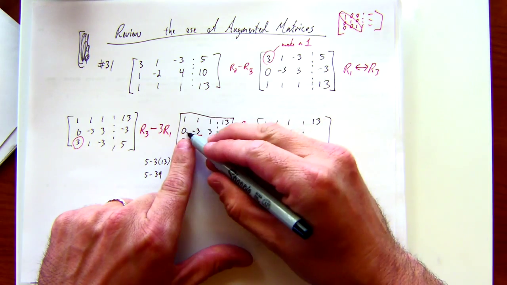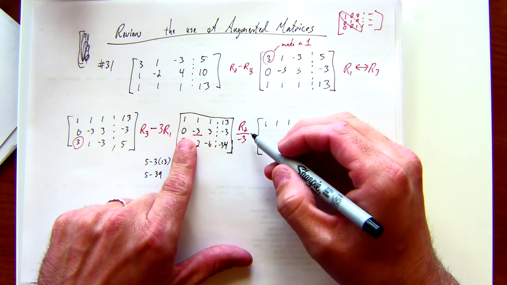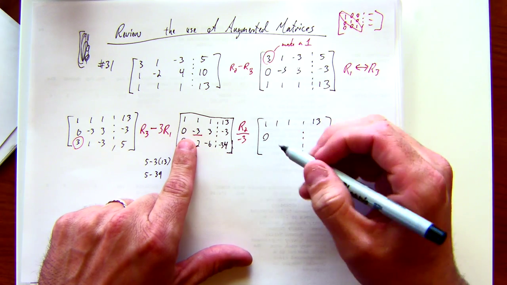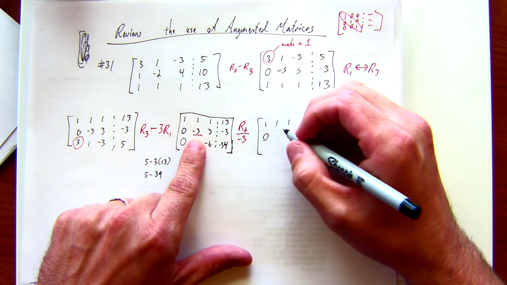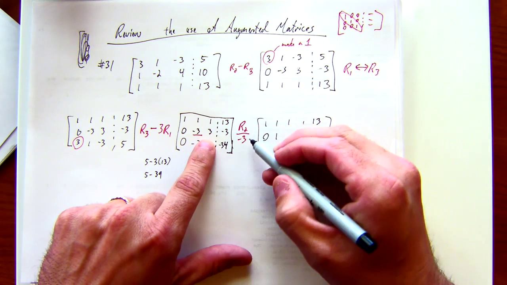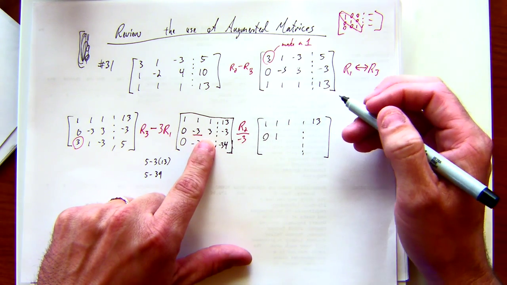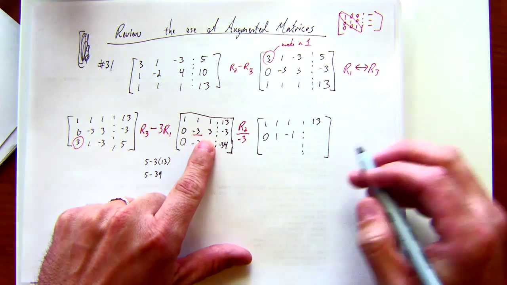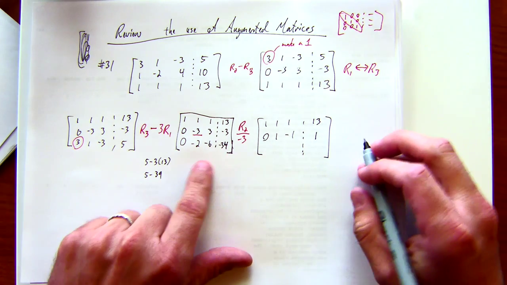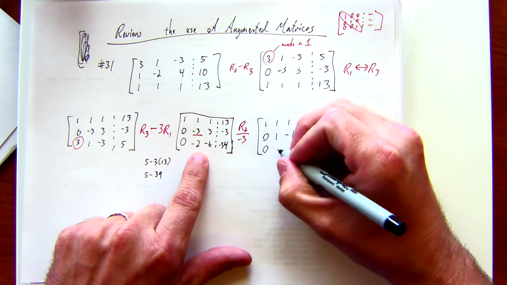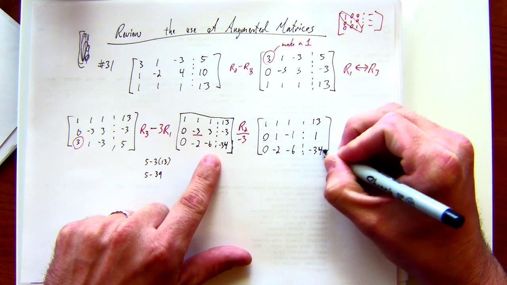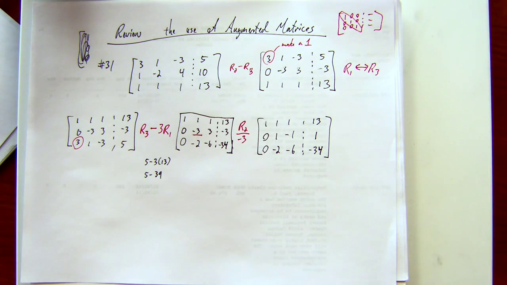Now, 0 divided by negative 3 is still 0, so that's good. We didn't change anything there. Negative 3 divided by negative 3 is 1. 3 divided by negative 3 is negative 1. And then negative 3 divided by negative 3 is again a 1. Now, this row didn't change either. Everybody okay?